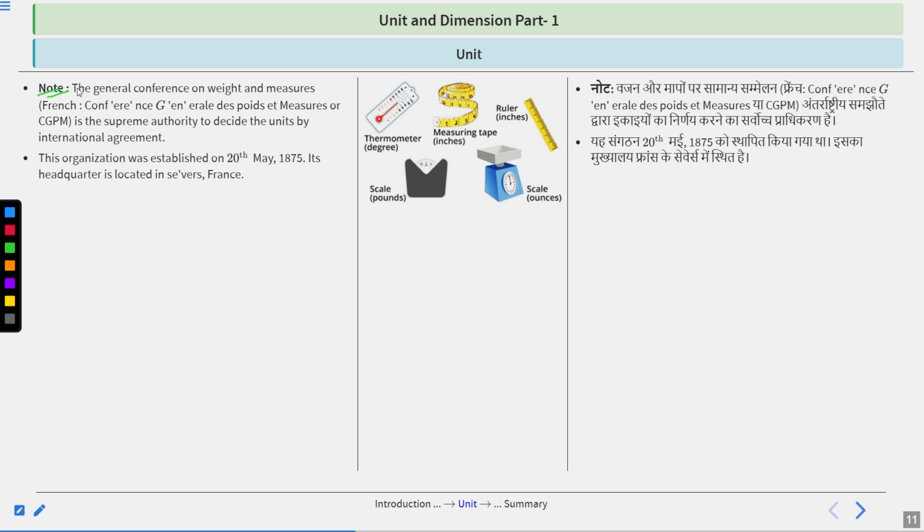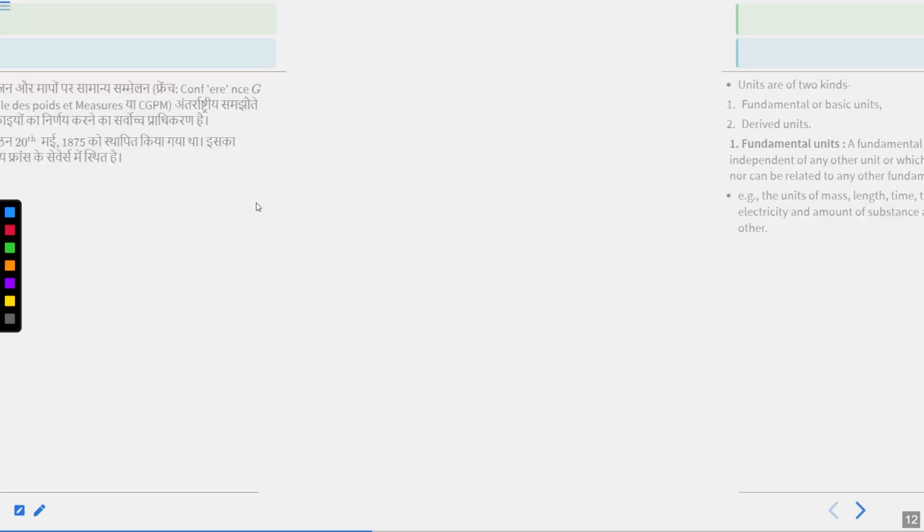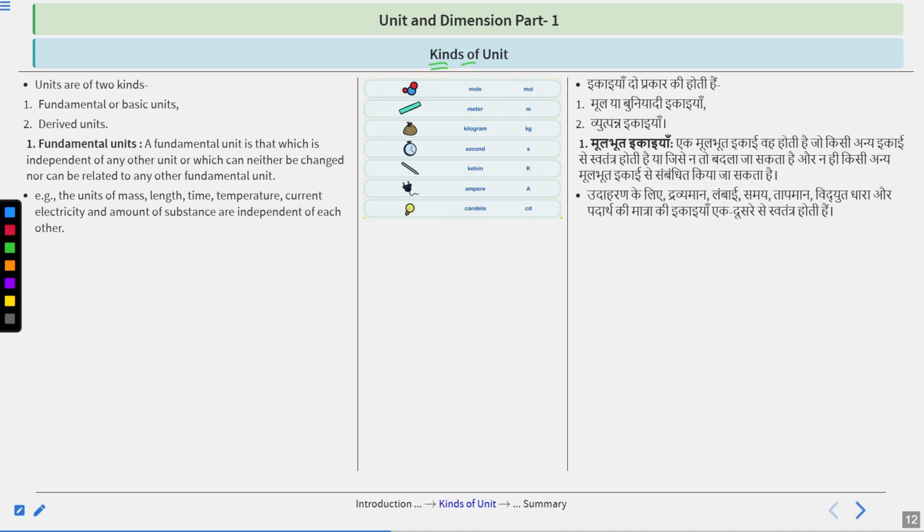There is an important note. The General Conference on Weights and Measures, in French Conférence Générale des Poids et Mesures, or CGPM, is a supreme authority to decide the units by international agreement. Got it? This organization was established on 20th May 1875 and its headquarters is located in Sèvres, France.